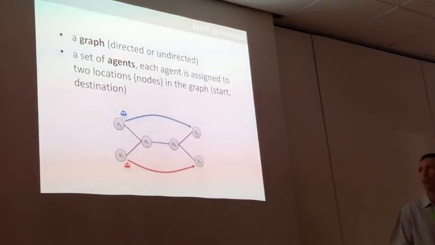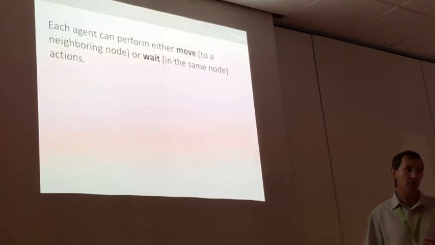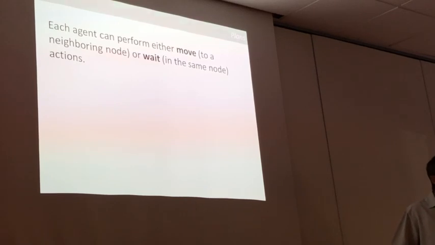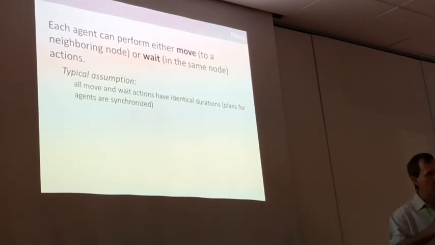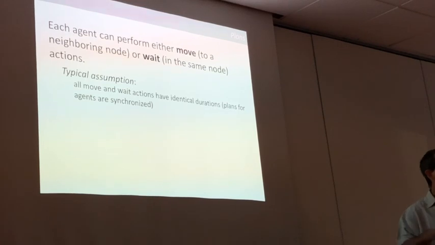So this is the input of the problem, and what we are looking for is a plan for each agent, and this plan may consist of two types of actions. One is moving to one of the neighboring nodes, and the other one is waiting at the node where the agent is right now. And in most solvers and in many applications, there is an assumption that these actions have, let's say, uniform duration. So moving and waiting takes exactly the same time, which means if the agents are executing the plans, they are perfectly synchronized. So they do one action at one step.